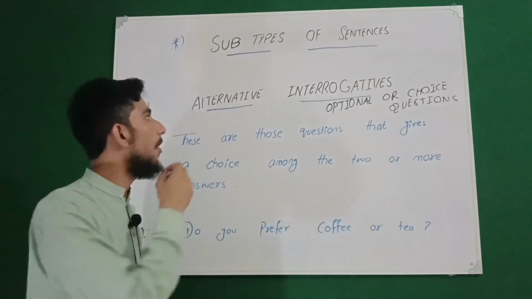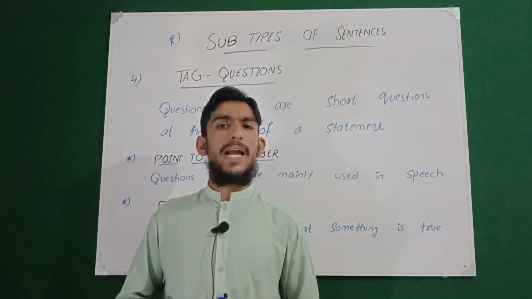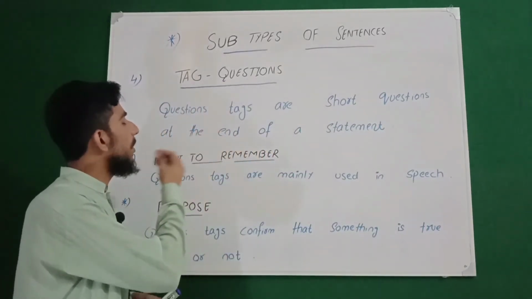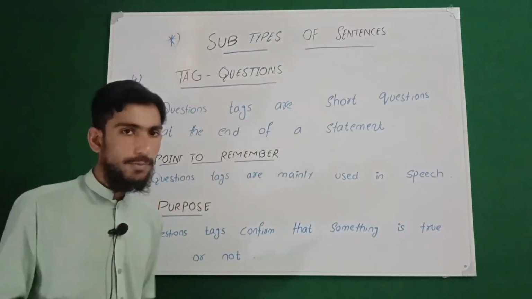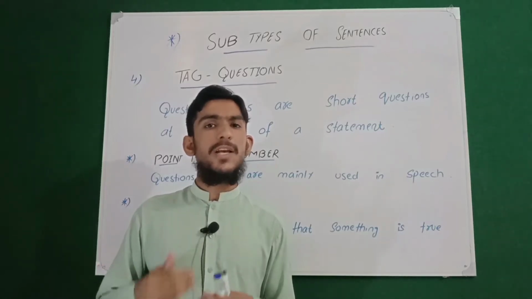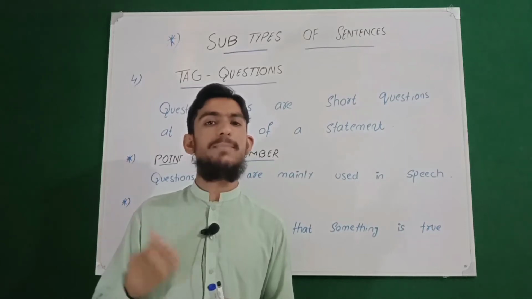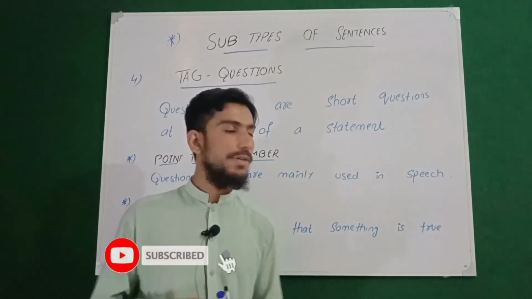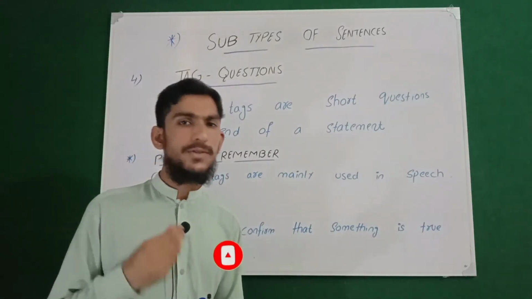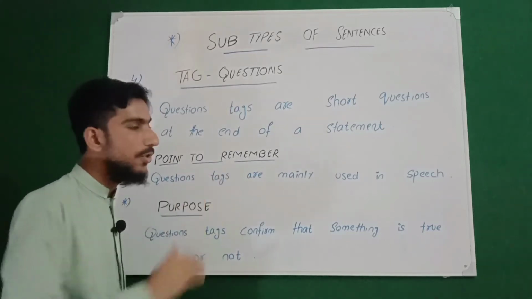Now we will discuss the fourth subtype of the interrogative sentences, which is the tag question. Question tags are the short questions at the end of a statement. For example, aren't they, isn't she? All these short questions put at the end of a sentence or statement we call question tags or tag questions. Remember that question tags are mainly used in speech.